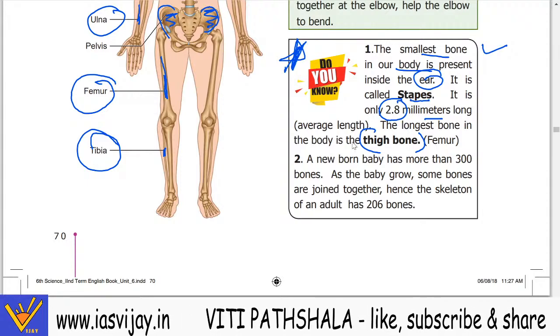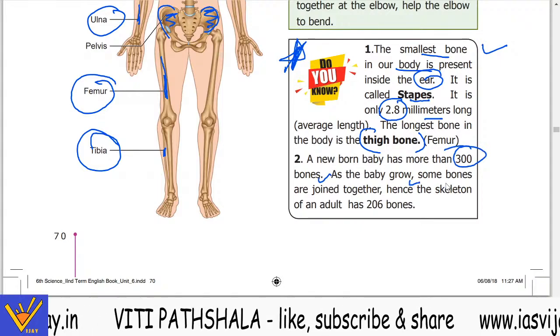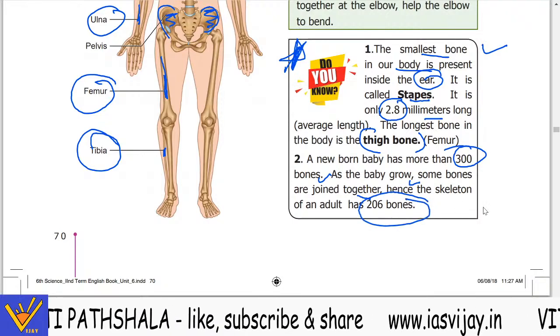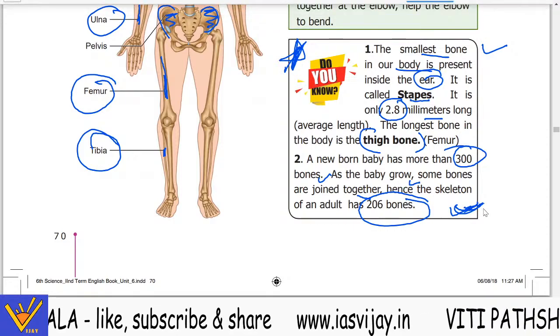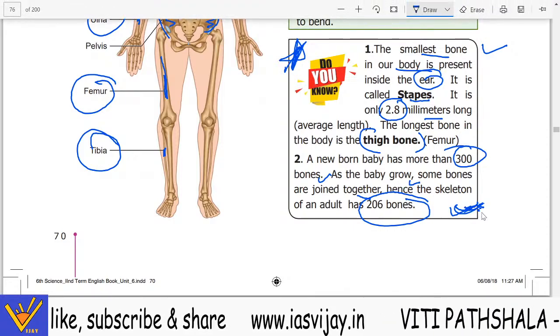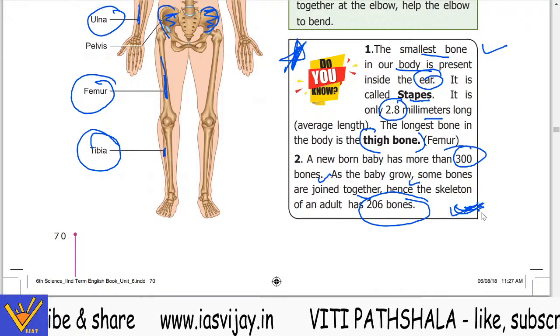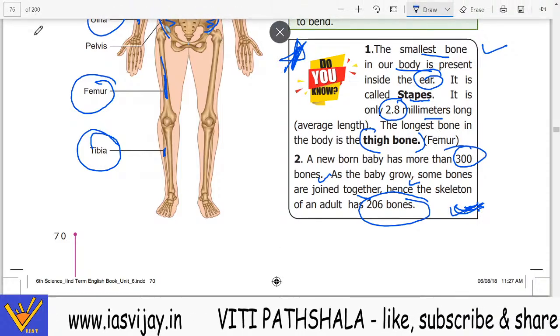A newborn baby has more than 300 bones. As the baby grows, some bones join together, hence the skeleton has 206 bones. So this is important, do you know that? You must know that. You must know the largest bone and the smallest bone, where the smallest is and where the largest is. You must know that.